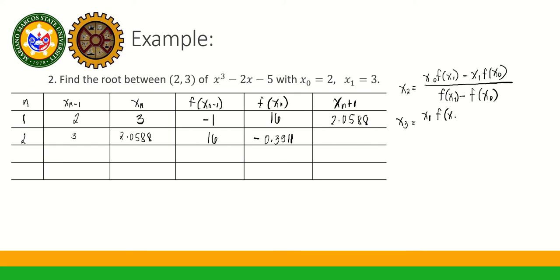f of x sub 2, okay, minus x sub 2, f of x sub 1, all over f of x sub 2 minus f of x sub 1. So, if you plug these values dito sa formula natin, you will get x sub 3 be equal to 2.0813. Okay?